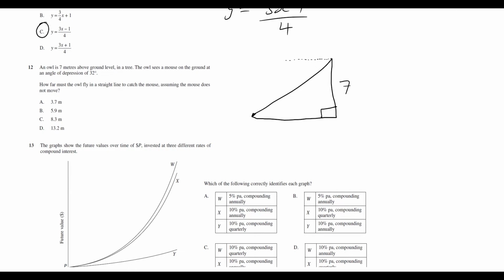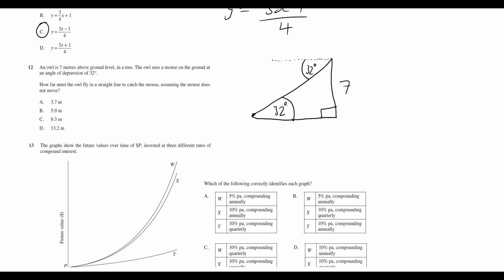So what that means is that this angle that's being measured is actually this angle here. So that there is 32 degrees. Okay? And so that means, therefore, that this angle here is 32 degrees. And so now we are asked, how far must the owl fly in a straight line to catch the mouse, assuming the mouse does not move? So that's just going to be the length of the hypotenuse.